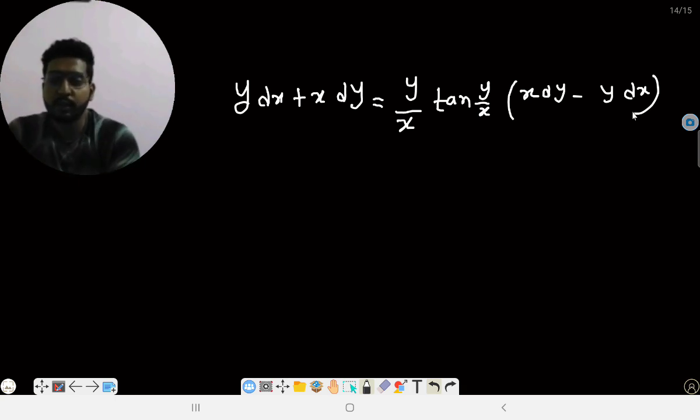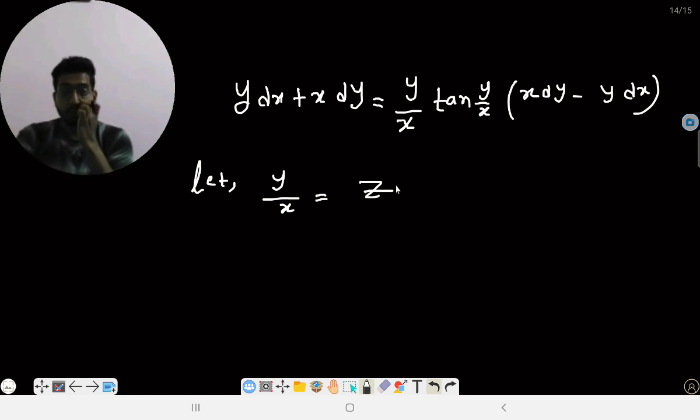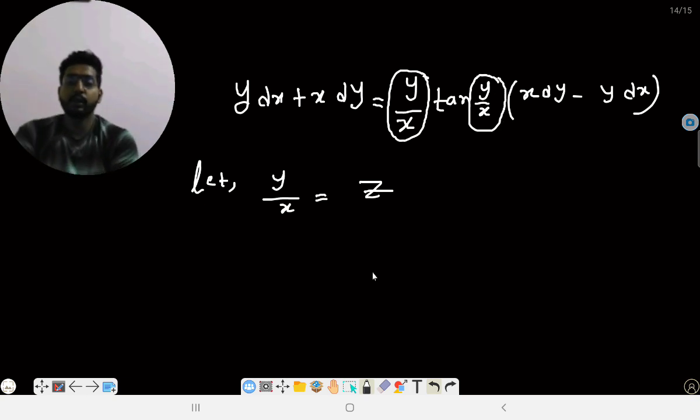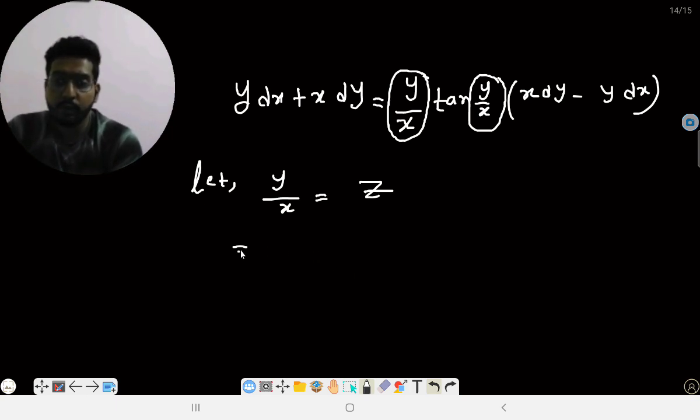So first we are letting y/x equals z. Here we have used the substitution y/x equals z. Why y/x? Because here you can see there is a y/x, there is also a y/x. Now what will be the next step? From here you can see y equals x into z.